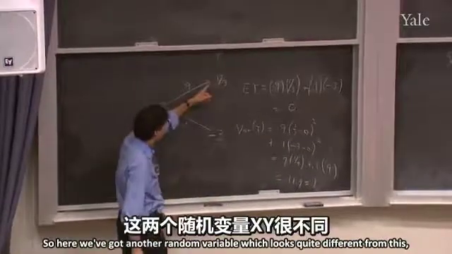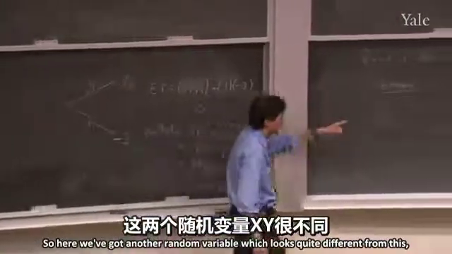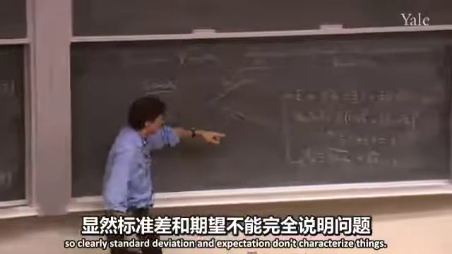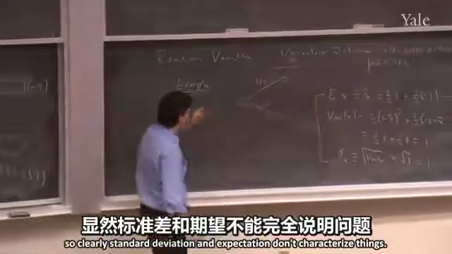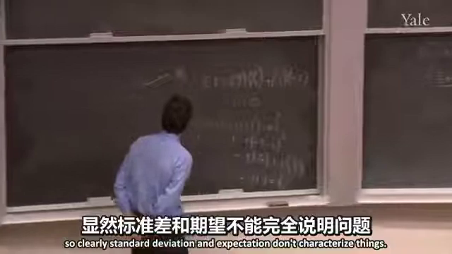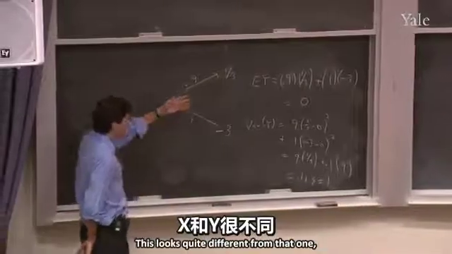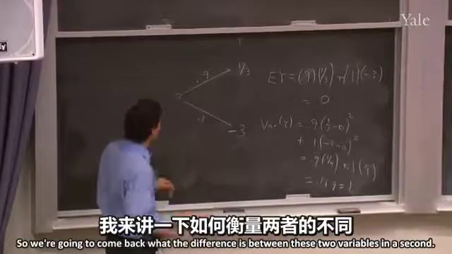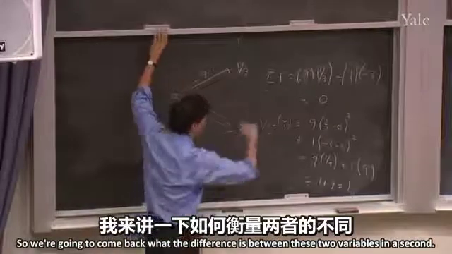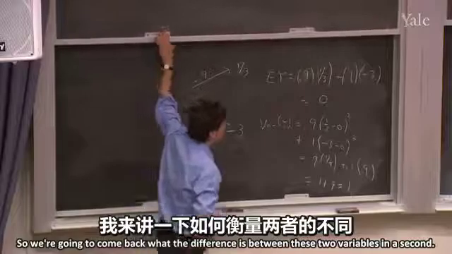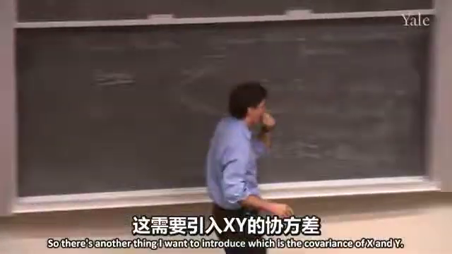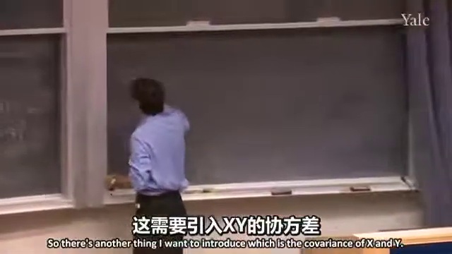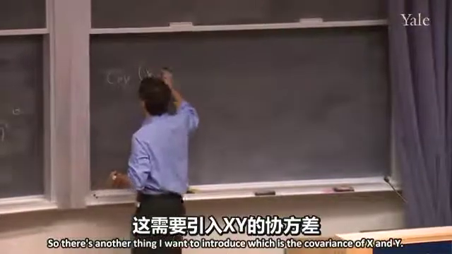So here we've got another random variable, which looks quite different from this. So clearly, standard deviation and expectation don't characterize things. This looks quite different from that one, but has the same standard deviation and the same expectation. We're going to come back to the differences between these two variables in a second. So there's another thing I want to introduce, which is the covariance of x and y.